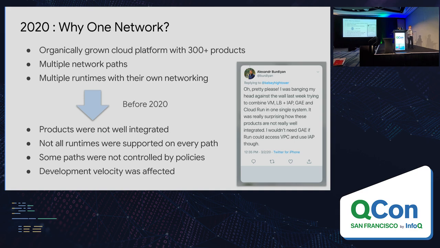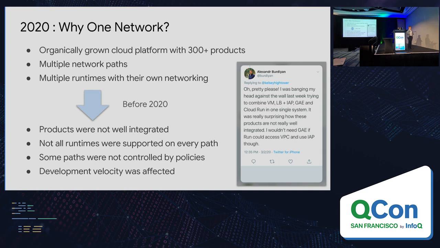As Google, we were latecomers to the cloud computing game, and with that, our team started building and building and building, and within a few years, by 2020, we organically grew to more than 300 products with a lot of infrastructure, with multiple network paths.